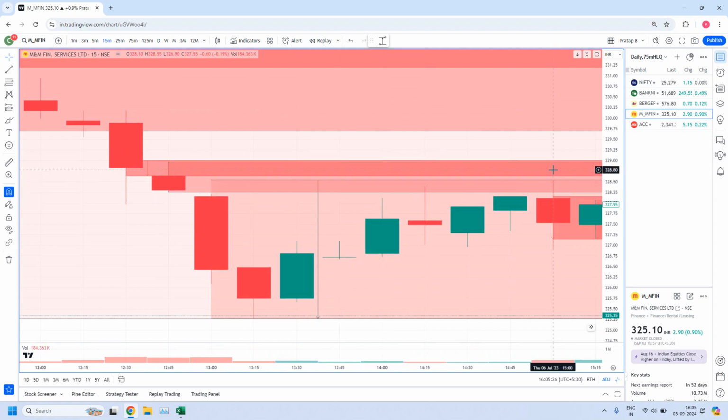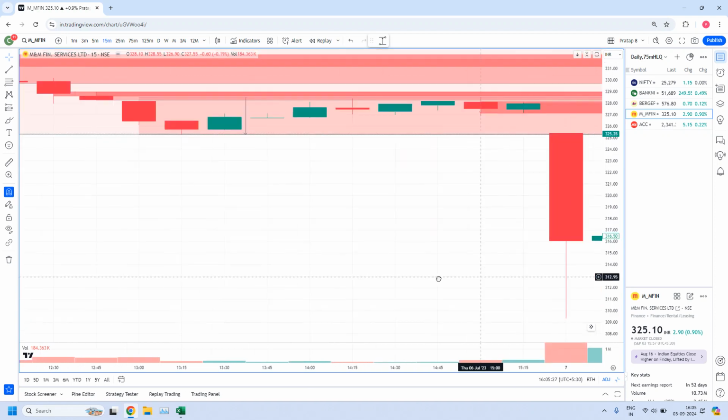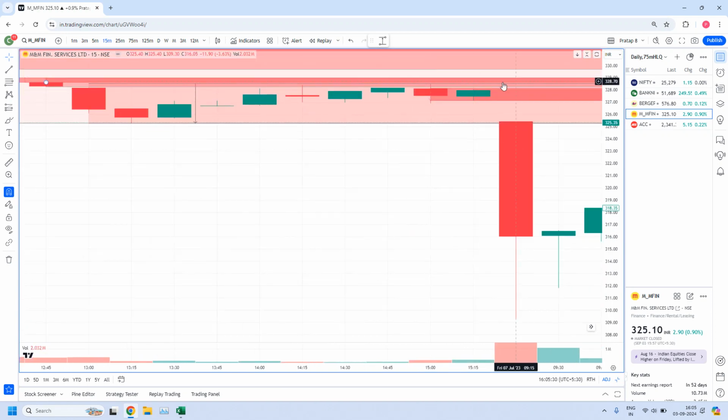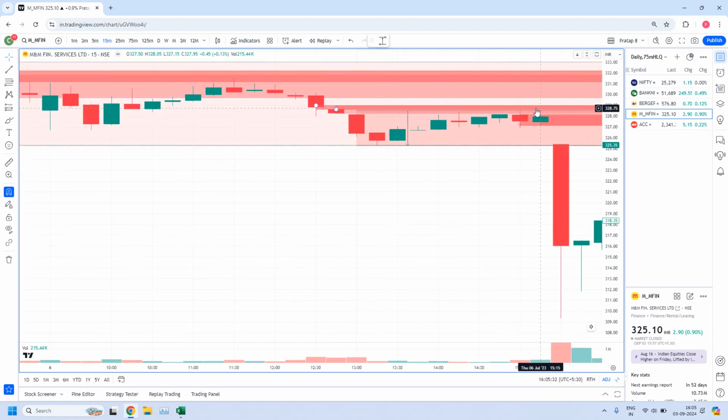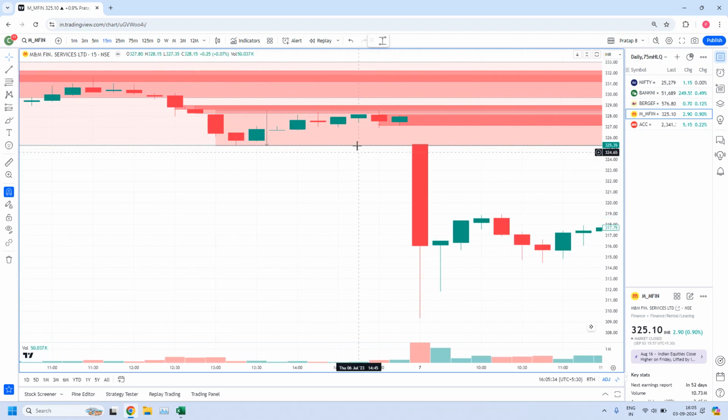See the rejection before entering, prices came down. That indicates there could be a strong order flow in this area. Today they failed, that is a different story. But in general, such kinds of trades give very good profits.